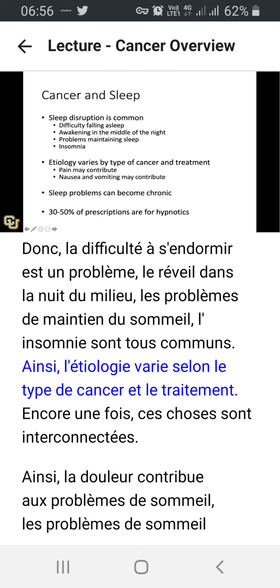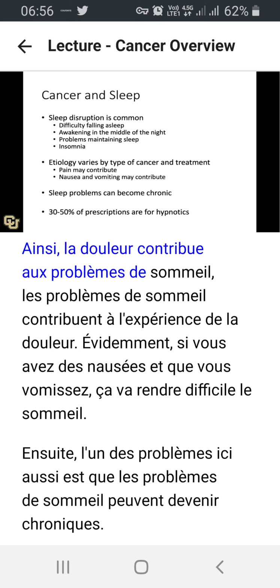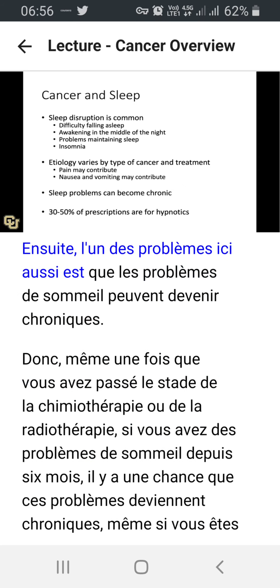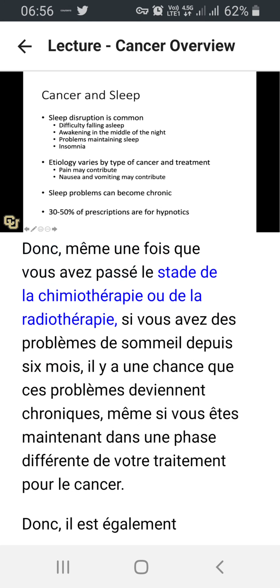And so the etiology of this varies by type of cancer and treatment, right? And, again, these things are interconnected. So pain contributes to sleep problems. Sleep problems contribute to the experience of pain. Obviously, if you're nauseated and you're vomiting, that's going to make it hard to sleep. And then one of the issues here, too, is that sleep problems can become chronic. So even once you're past the chemotherapy stage or the radiation stage, if you've been experiencing sleep problems for 6 months, there's a chance these are going to become a chronic problem, even though you're now in a different phase of your treatment for cancer.